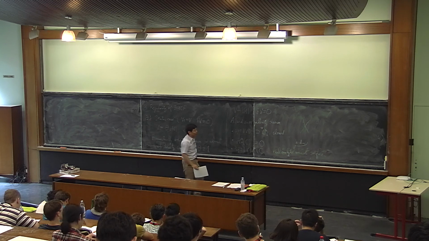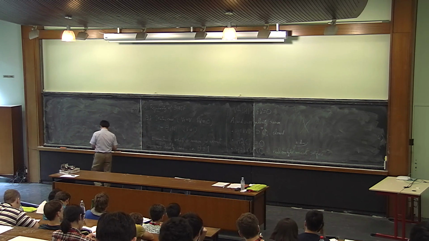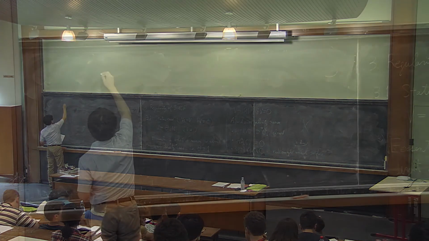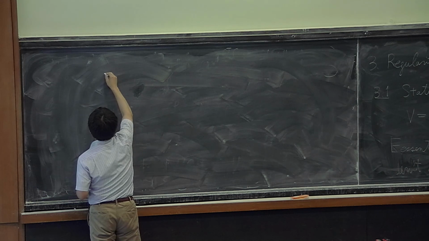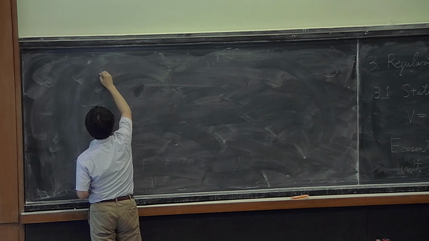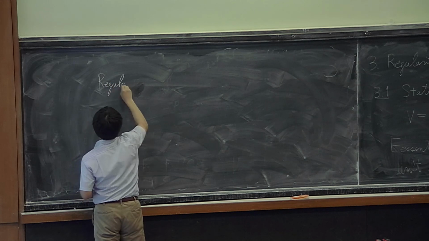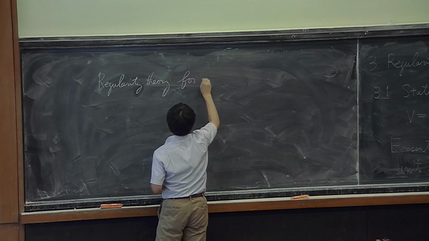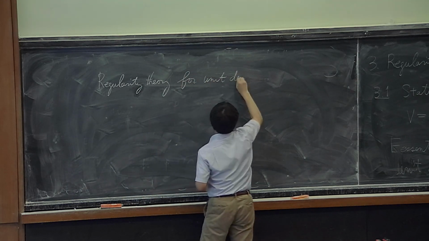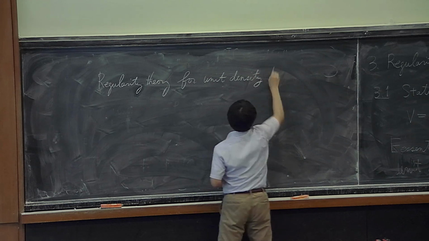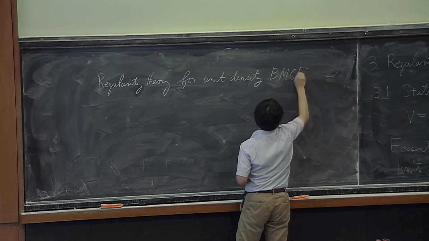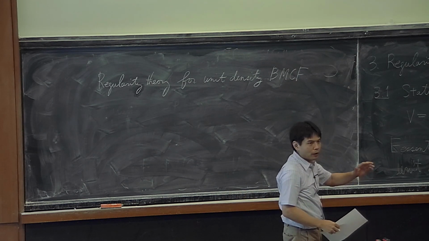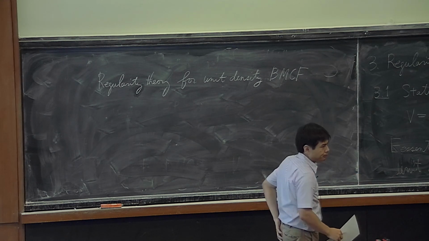So what I'd like to do next, I'll stop here, but what I'd like to do is to present my recent work. So this is a regularity theory for unit density Brakke mean curvature flow. Which means the multiplicity function is 1 almost everywhere for almost all time.